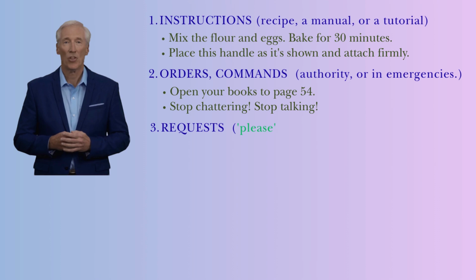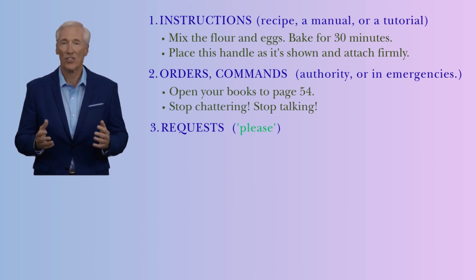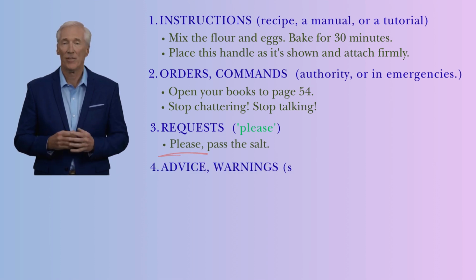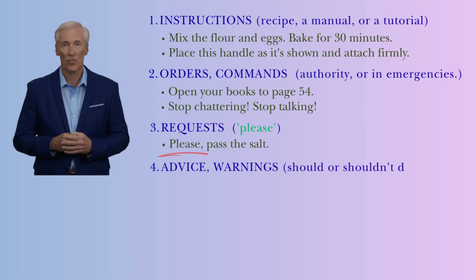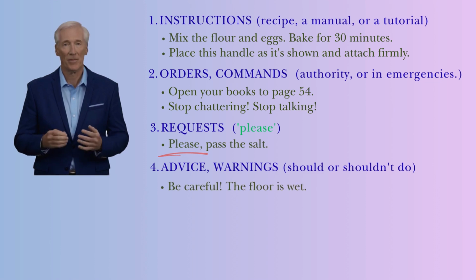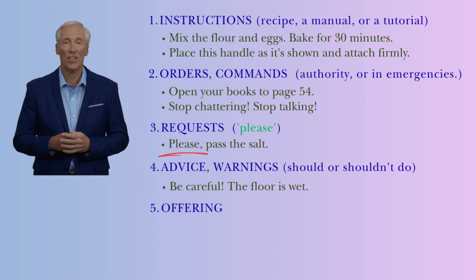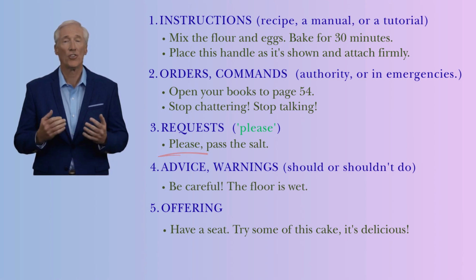Third, making requests. This is where our friend please comes in. Someone at a dinner table: Please pass the salt. Fourth, giving advice or warnings. You're telling someone what they should or shouldn't do for their own good. A wet floor sign: Be careful. The floor is wet. And fifth, offering something invitingly. This is a friendly, positive use of the imperative. Have a seat. Try some of this cake, it's delicious.